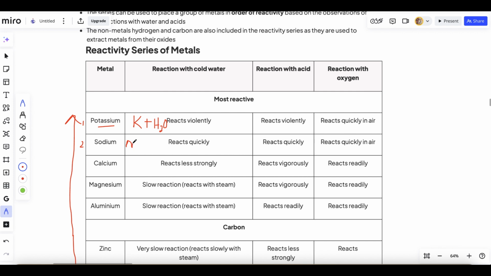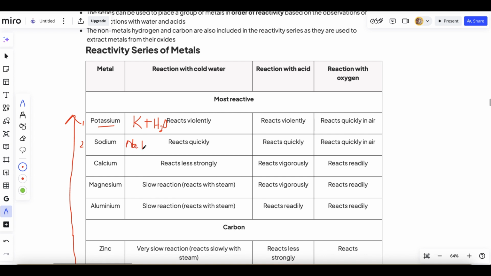Okay, you'll be wondering why the symbol is Na. At least if you're in grade 11, you should have dealt with this in grade 10. This is from its native name, the Latin name, which is Natrium. Sodium, the Latin name is Natrium. So the symbol is derived from the Latin name, so Na.